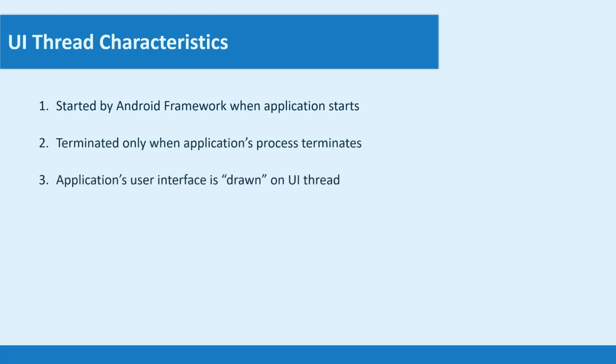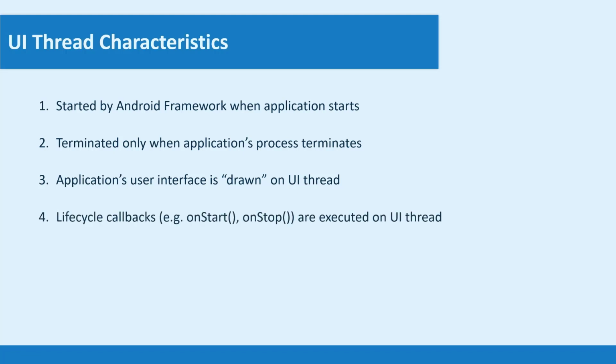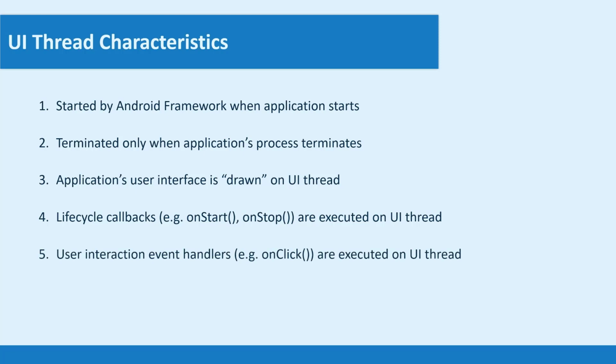Whatever needs to be drawn as the application's user interface, all of that is taken care of on UI thread. In addition, all lifecycle callbacks like onStart, onStop, etc. are executed on this special thread. Furthermore, whenever the user interacts with the user interface, for example, clicks on a button and then the onClick method is called, all of these event handlers are executed on UI thread as well. And last but not least, if you, as a developer, want to change anything about the user interface of your application, all of these manipulations must be performed on UI thread.